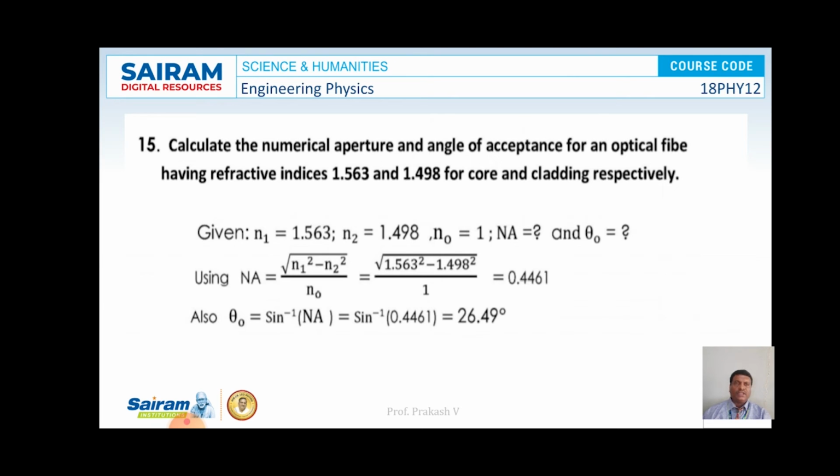So we know that NA is equal to square root of (N1 square minus N2 square) by N0. So substitute the value of N1 and N2 here, that is nothing but square root of (1.563 whole square minus 1.498 whole square) by 1. So on simplification, the value of NA is equal to 0.4461. And cone acceptance angle theta naught is equal to sine inverse of numerical aperture, that is nothing but sine inverse of 0.4461. On simplification, theta naught is equal to 26.49 degrees.